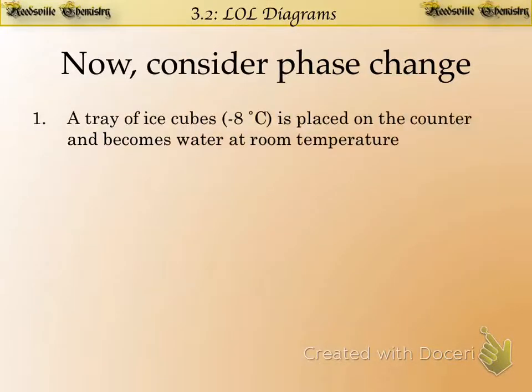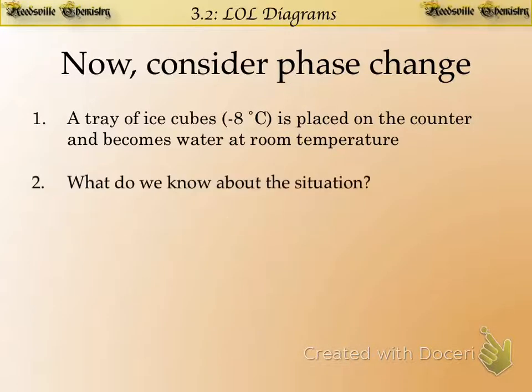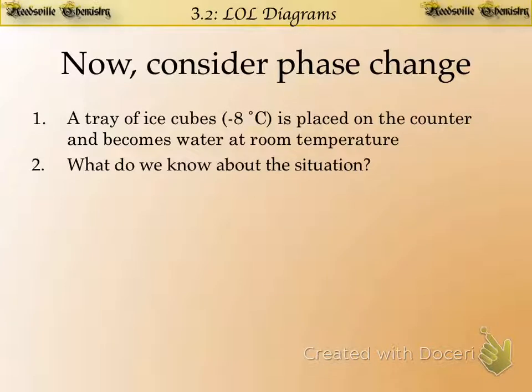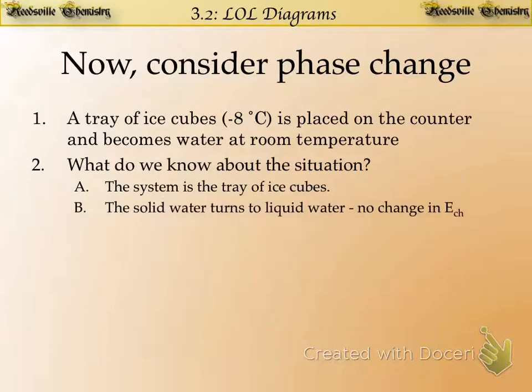Now, let's consider a phase change because it gets a little bit crazy now. We've got a tray of ice cubes. You make some Kool-Aid. You take it out of the freezer, place it on the counter. Obviously, the ice cubes melt. They become water at room temperature. So let's think about what we know about this situation. A, the system, the thing that goes in the circle in the middle of the energy diagram, is the tray of ice cubes.